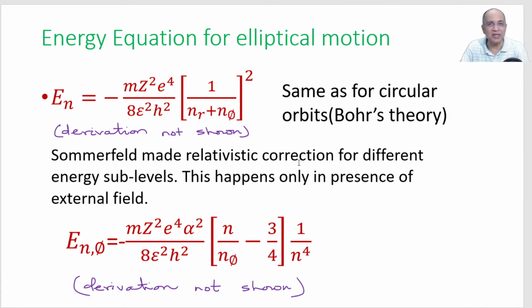And we are almost at the end of our program. The energy equation that you know for hydrogen and hydrogen-like species is E is equal to minus K. K is a constant.